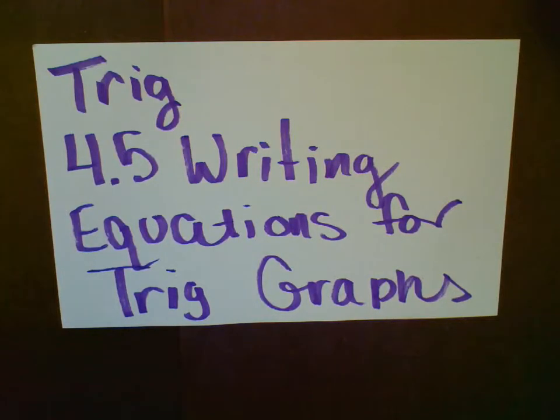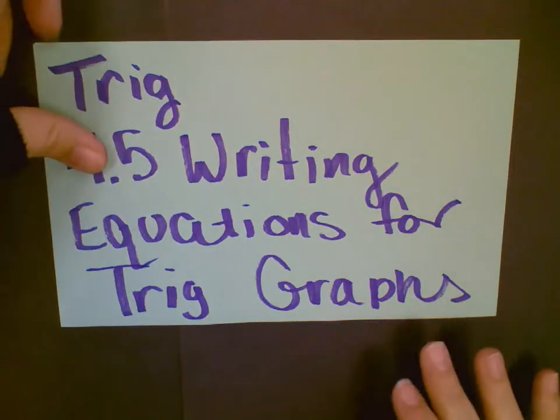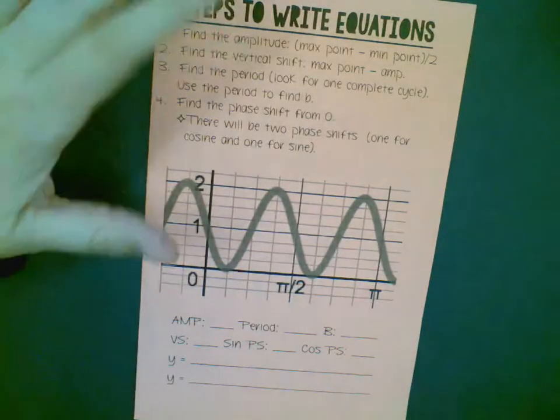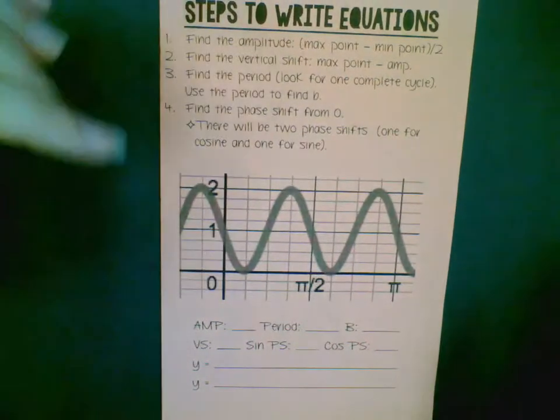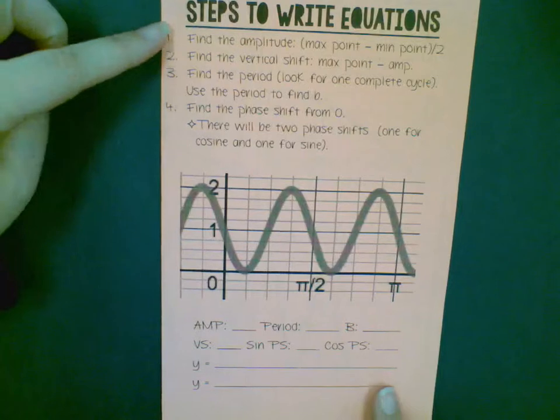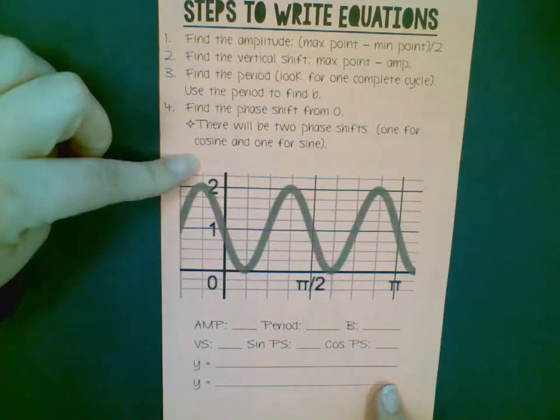Hi everyone. In this lesson, we're going to be given a graph and we're going backwards and writing an equation. So instead of graphing it from an equation, we're writing an equation from the graph. So you have to know a lot of the same things that we did in our other notes, but we're looking for them from the graph instead of from the equation. So I wrote out some steps for you.